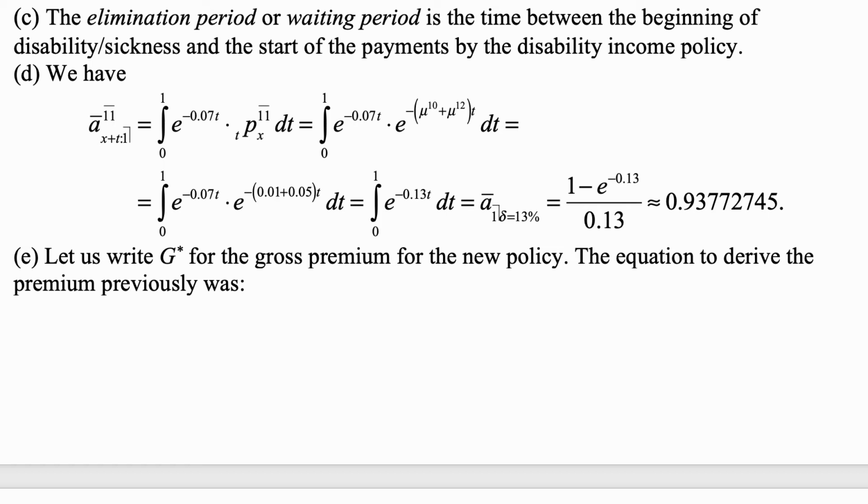Part C, the elimination period or waiting period is the time between the beginning of disability, sickness, and start of the payments by the disability income policy.